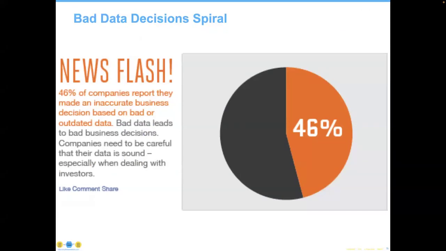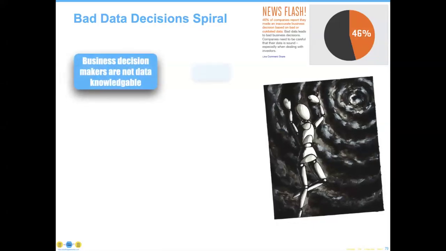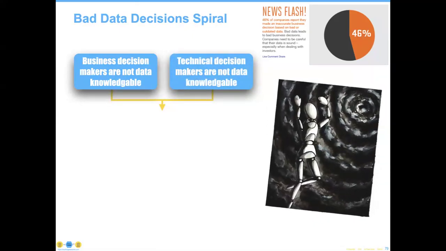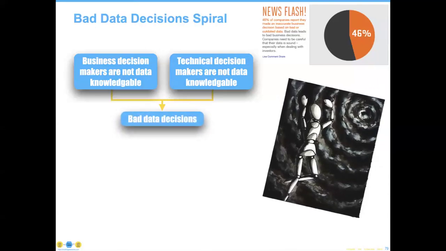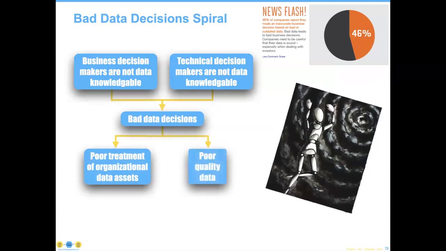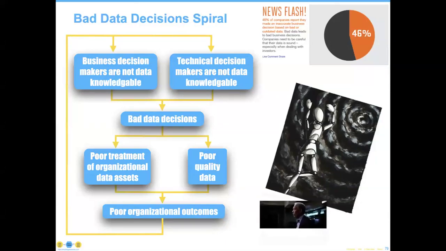And therefore, it's no surprise that many, many organizations make inaccurate decisions based on bad or outdated data. That's because they're stuck in a bad data decision spiral. I'll describe it this way: business and technical decision makers are not data knowledgeable. Therefore, organizations keep making bad data decisions. Those bad data decisions result in poor treatment of organizational data assets and poor quality of data, which result in poor organizational outcomes. We get into the cycle of, oh my gosh, how do we get out of this bad data cycle?